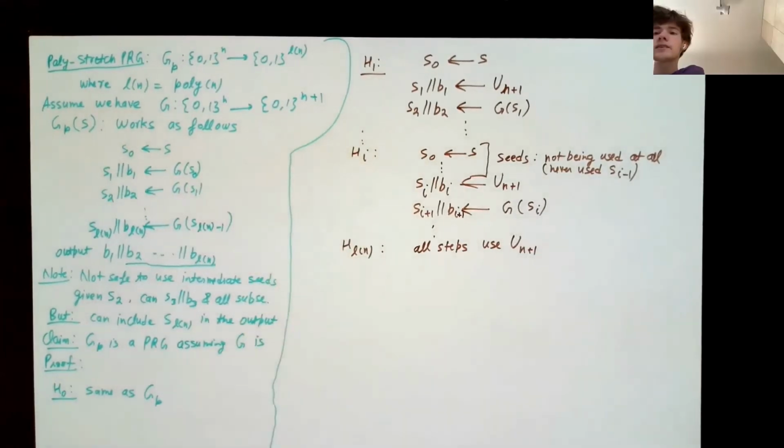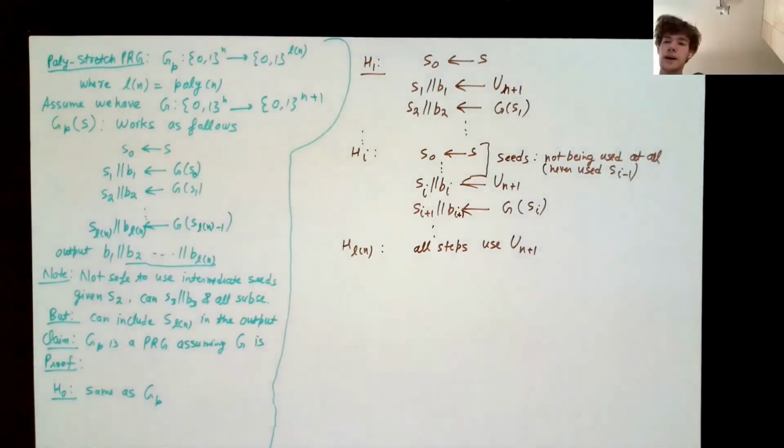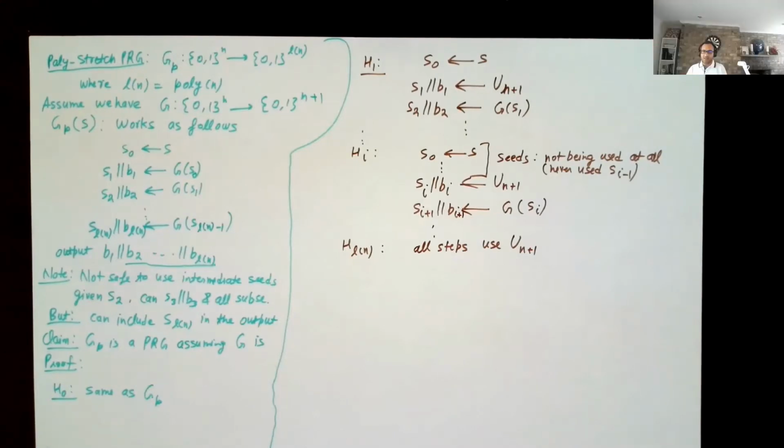Oh, so every single seed before I is drawn from uniform. Sorry? So every single seed before I is drawn from the uniform distribution, not just SI. Yeah, exactly. Okay, sounds good.